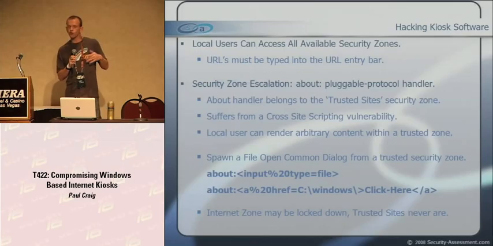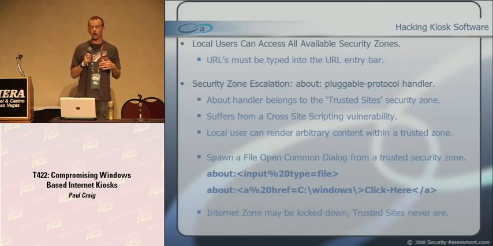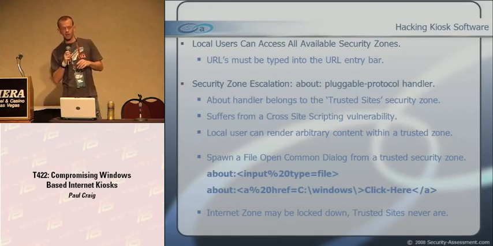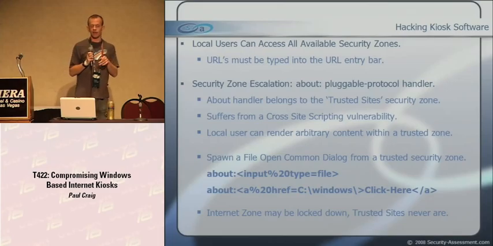As a local user on a keyboard, you're allowed to access all security zones, but the URLs must be typed into the entry bar. A pretty cool trick is using the about pluggable protocol handler, which belongs to the trusted sites security zone. This pluggable protocol handler suffers from a cross-site scripting vulnerability. What this means is that you can render arbitrary content in the trusted sites security zone, remotely or as a user on a kiosk.